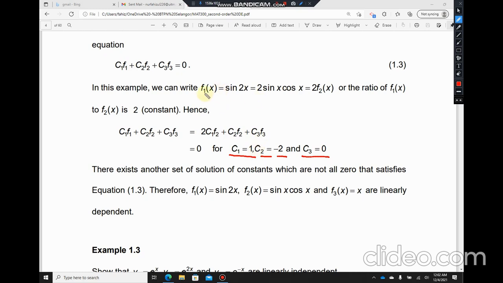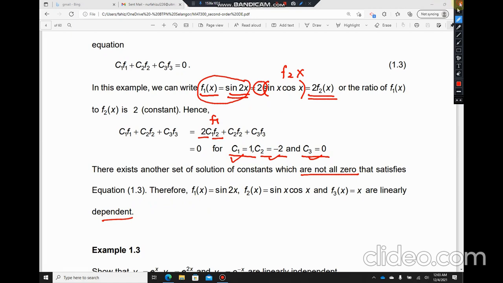So dalam kes ni, kalau kita ambil nilai f1(x) which is sin 2x, okay, so dia akan sama dengan 2 f2(x), sebab yang ni f2(x). So bila dia darab dengan 2, nilai sin 2x ni dia sebenarnya sama dengan 2 sin x cos x. So by the ratio f1(x) to f2(x) is 2, maknanya dia ganda 2 daripada f1(x). Okay, so kalau kita gantikan f1 dengan 2 f2 plus C2 F2 plus C3 F3, so kita akan dapat C1 1, C2 negative 2 and C3 0. So the set of constants are not all 0, therefore they are linearly dependent.